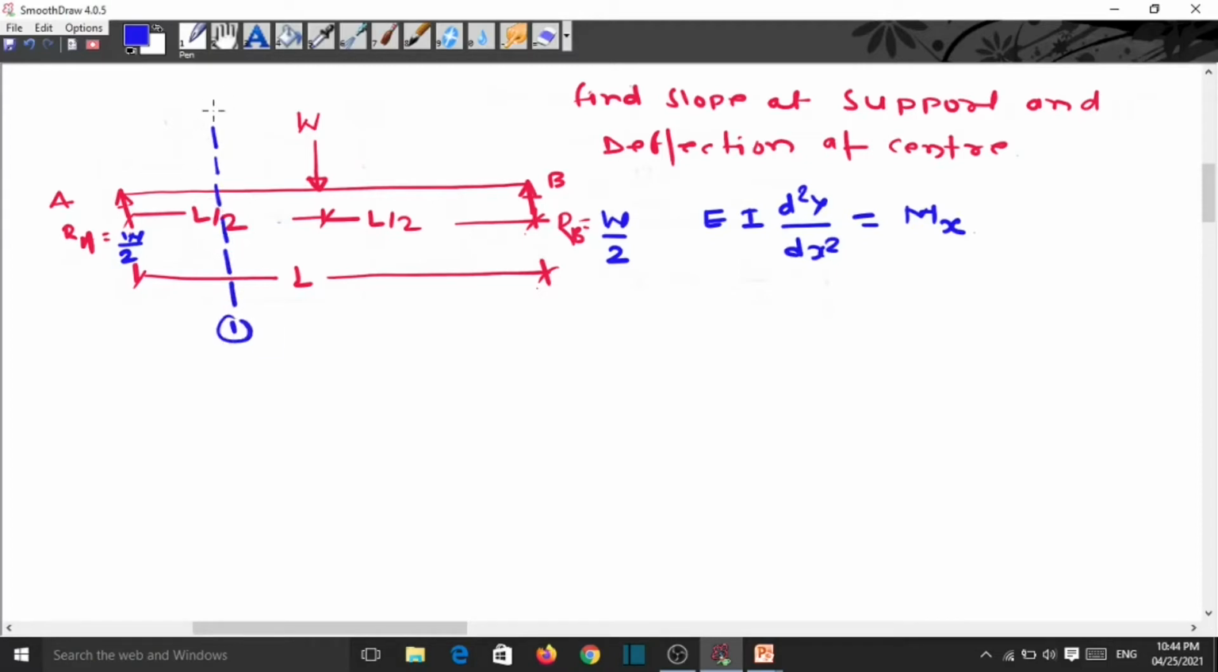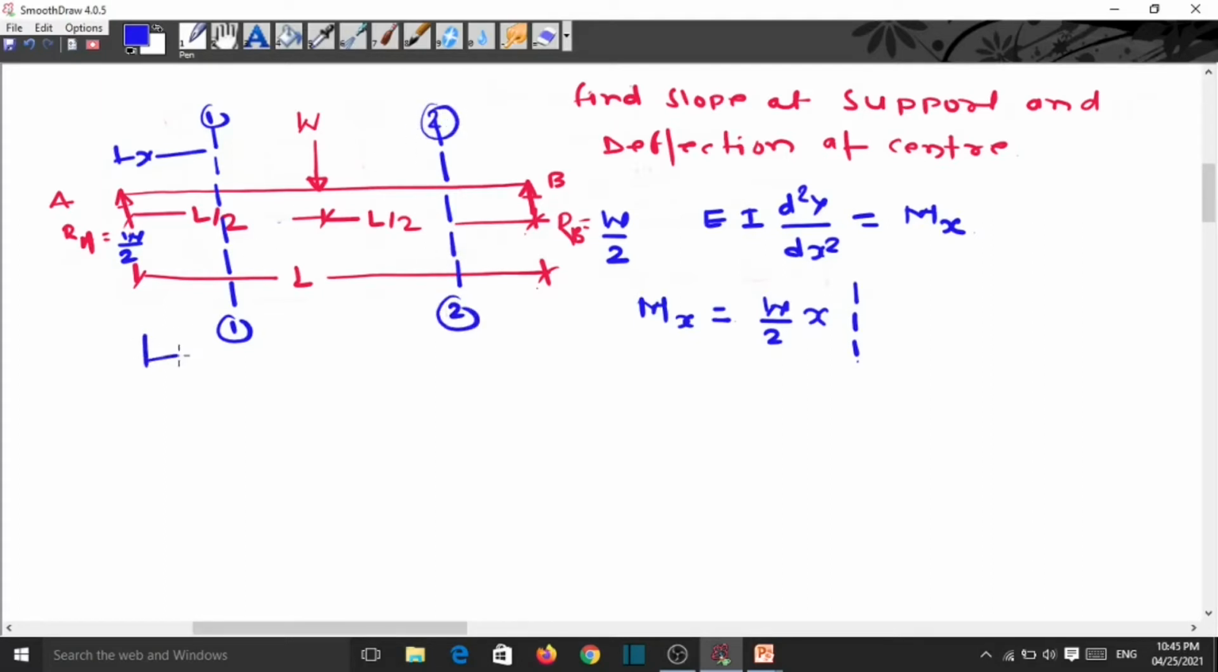Section 1-1, and this is the x. So we have to write the bending moment equation. Mx is equal to, for the first section, W by 2 creates the sagging bending moment, so positive W by 2 into x. Then here the section is complete. Then make the second section here, this is section 2-2.